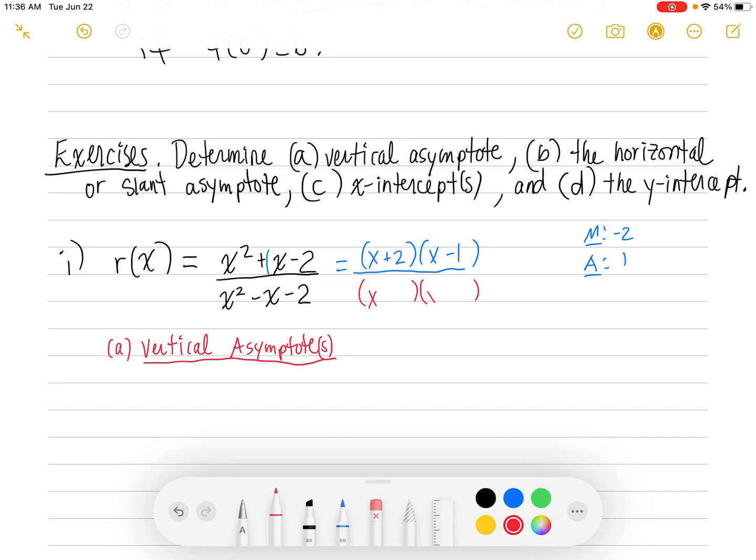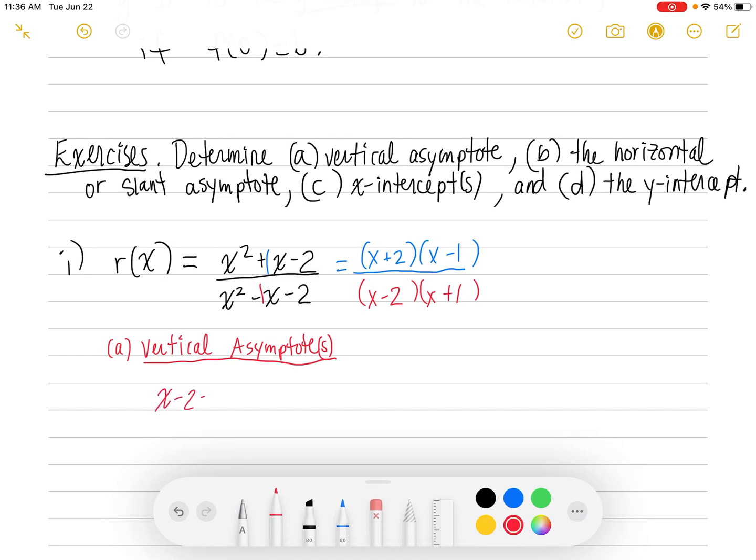And on bottom, I'm going to do my factorization as well. I'm going to make two pairs of parentheses. I'm going to put an x times an x to get x squared. And I'm going to find two numbers that multiply to give me -2 and add to give me -1. So what two numbers do that? That would be -2 and +1. Now if I could reduce anything here I would, but nothing reduces. Nothing cancels out between the top and the bottom.